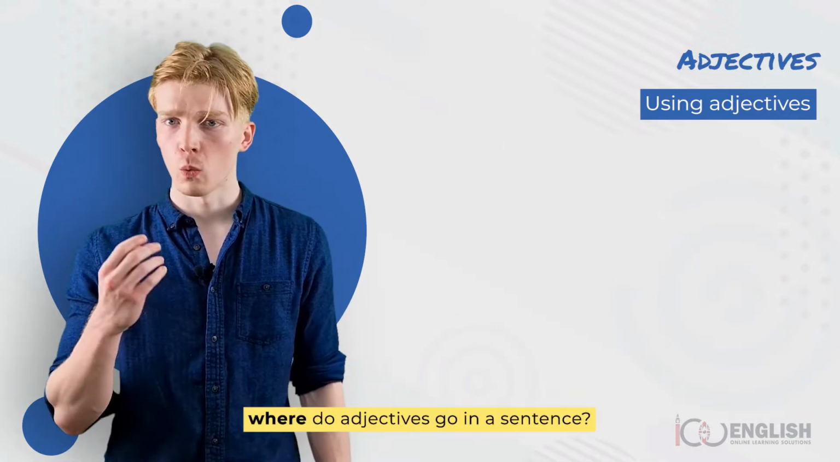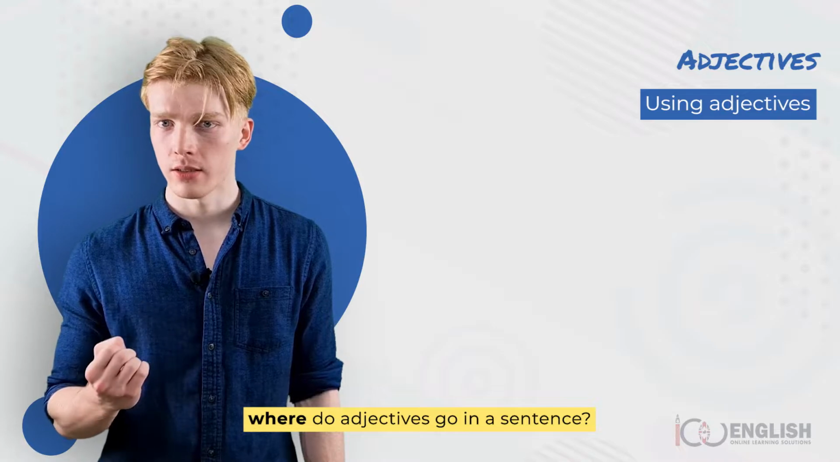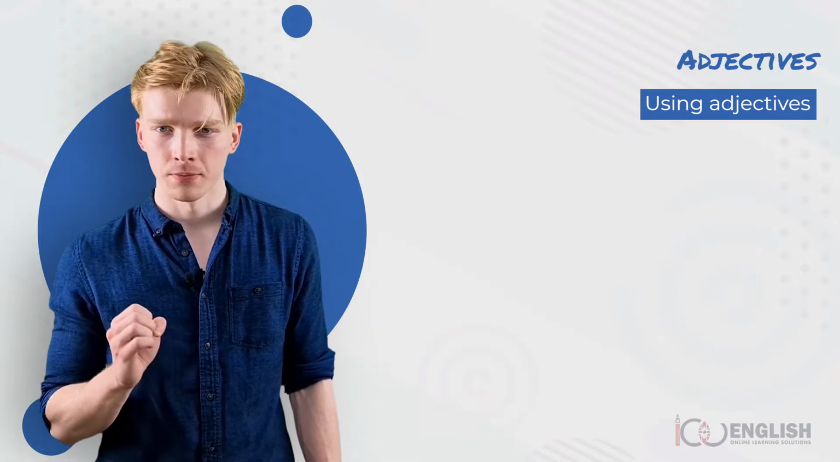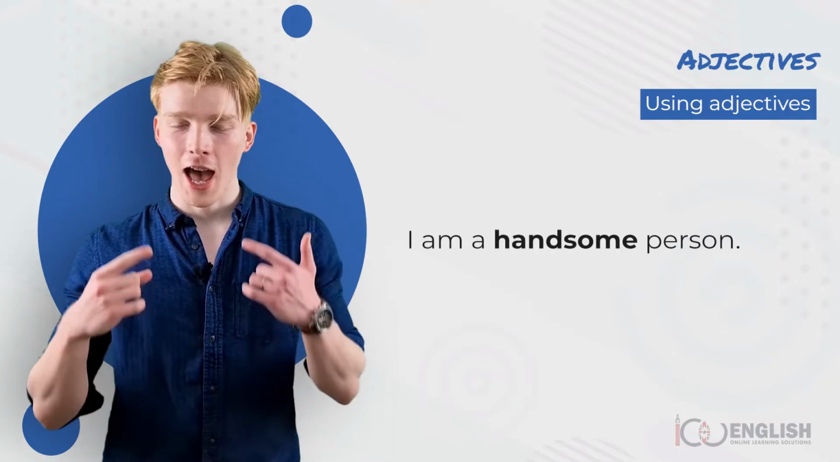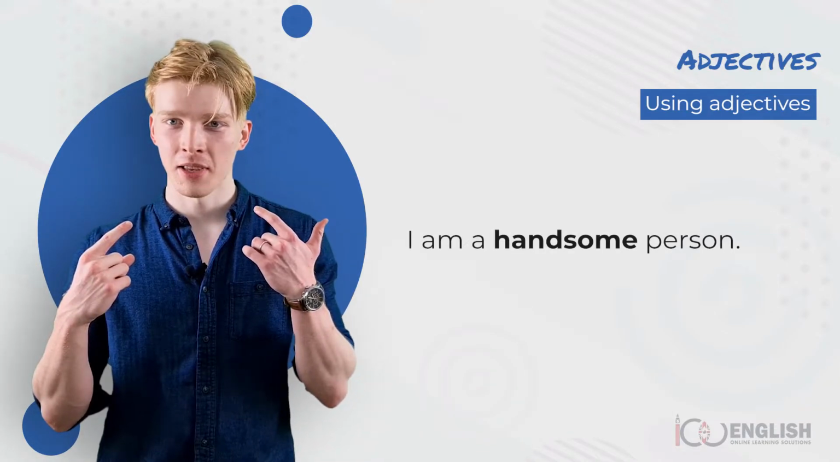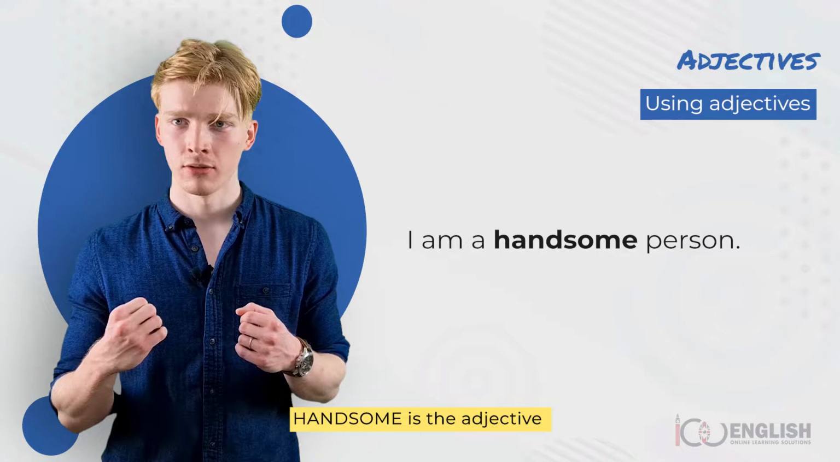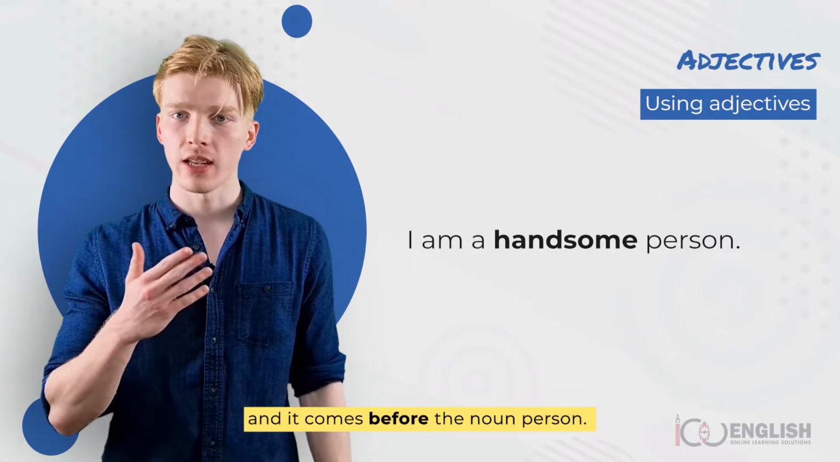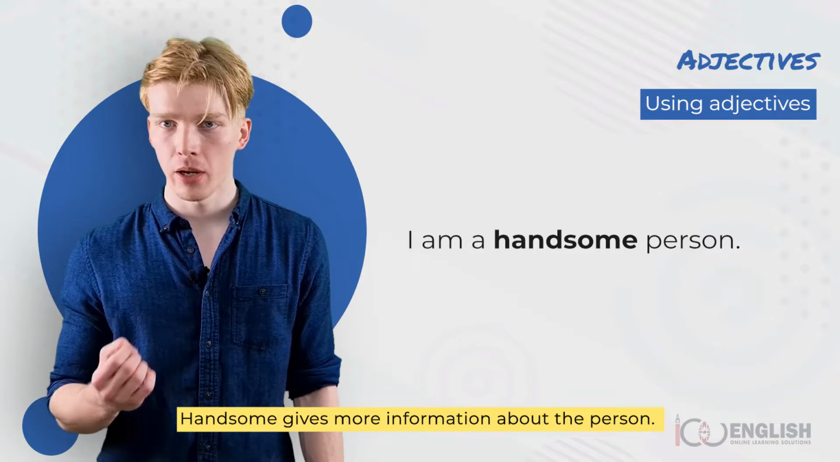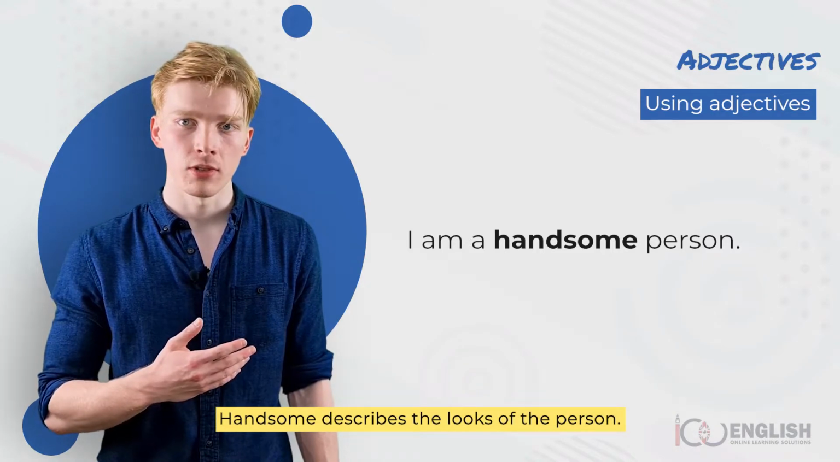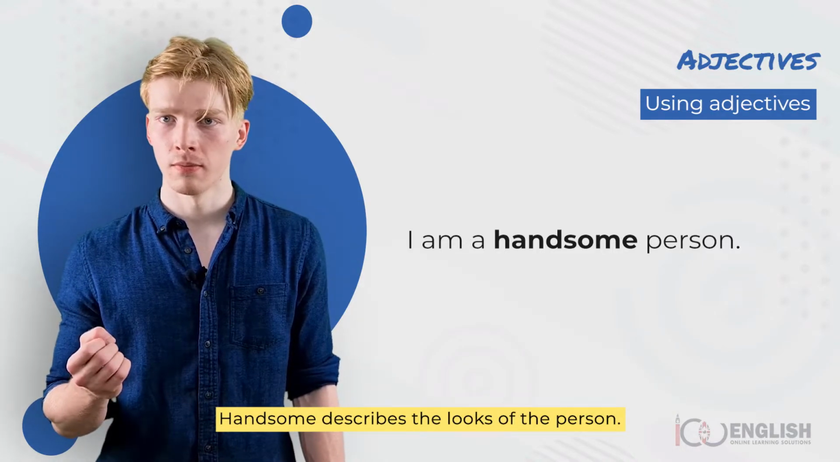So, where do adjectives go in a sentence? Let's find out. Let me be cheeky. I am a handsome person. Handsome is the adjective and it comes before the noun person. Handsome gives more information about the person. Handsome describes the looks of the person.